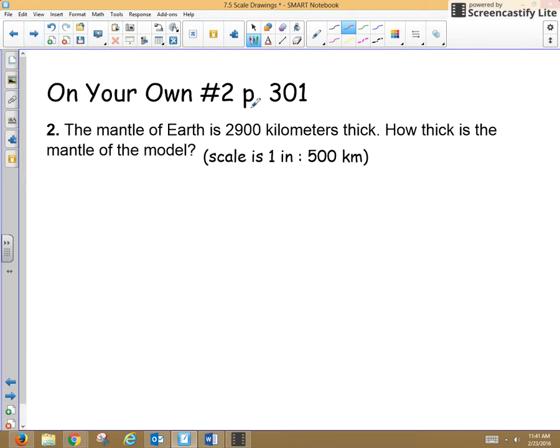For now, I would like you to try on your own example 2 on page 301. The mantle of Earth is 2,900 kilometers thick. How thick is the mantle of the model? So use the scale and go off of what you know to solve.